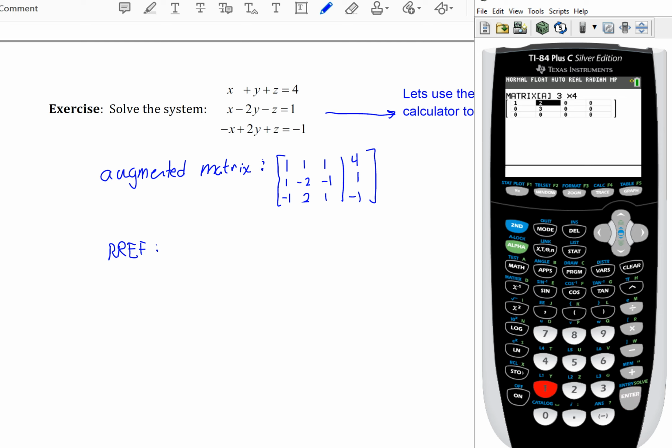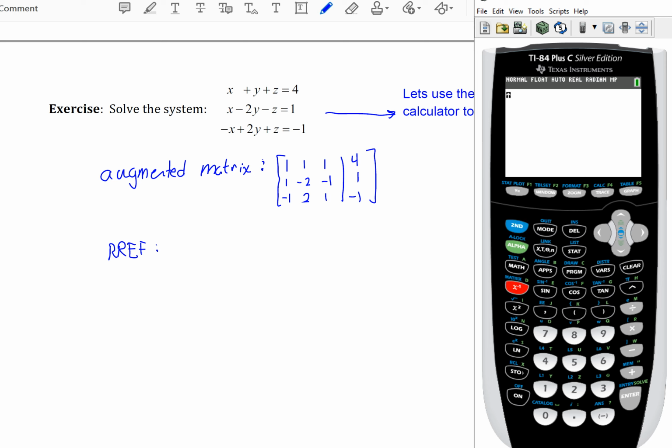So 1, 1, 1, 4. 1, negative 2, negative 1. Oh, I had a typo. I wasn't watching what I was doing. Let me start over.